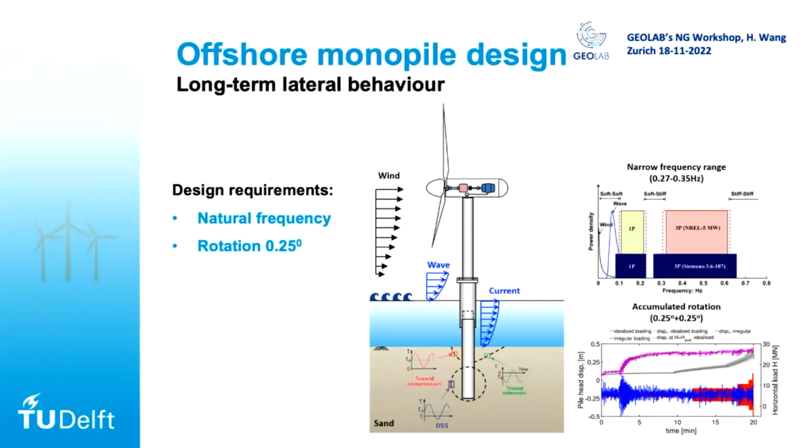It requires the natural frequency to lie in this small narrow range between 1p and 3p, as you can see, it's 0.2 and 0.3. And in the real case, the design company requires the prediction with like 10% difference with your target. So this is really tiny error there for you to play. And also we require that after 20 or 30 years, the maximum rotation of the whole system should be less than 0.25 degrees. So it's almost nothing if you measure this.